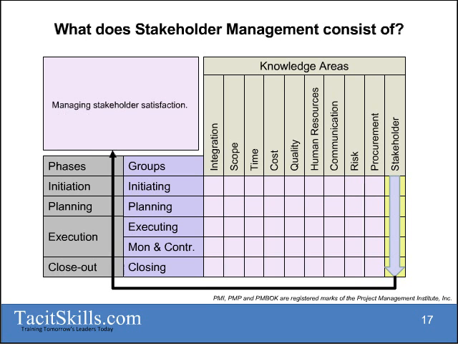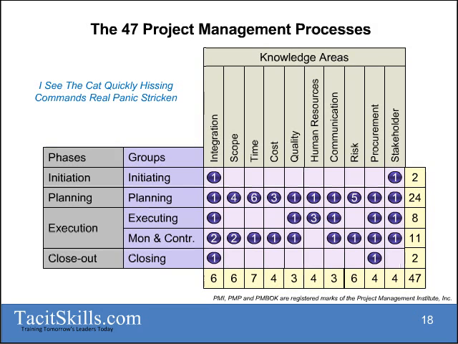We also have to manage our stakeholder satisfaction. And that was what the last knowledge area is all about. And while going through these knowledge areas, you'll see that there is always a very close interaction and relationship amongst all of them. So if we start off with these 47 processes, what are we talking about here?